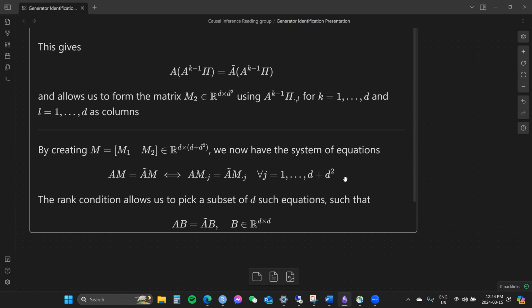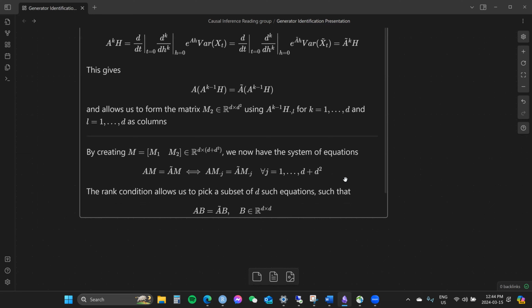And because their rank condition says that you have rank D, you can just isolate D of these equations and then invert it. You have AB equals A tilde B, but B has an inverse. And then that's how you finally conclude the identifiability claim, because now you isolated what the drift is.